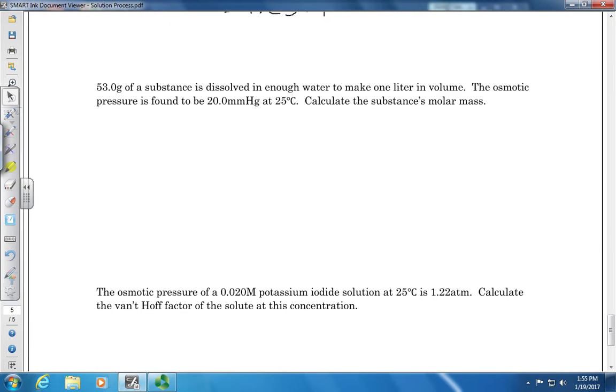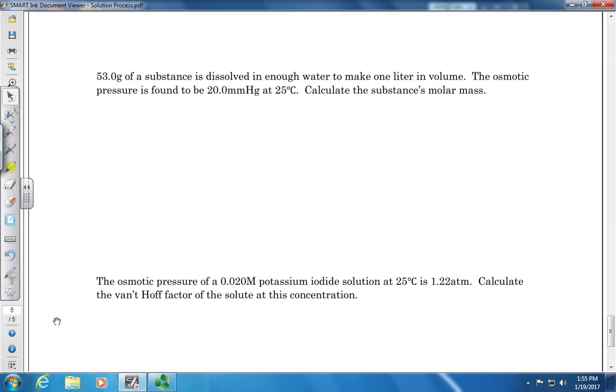Relatively simple. Our next problem asks: 53.0 grams of a substance is dissolved in enough water to make 1 liter in volume. We're going to have to remember this, 1 liter. That's going to prove important here in a moment. The osmotic pressure is found to be 20 millimeters of mercury at 25 degrees Celsius. Calculate the substance's molar mass.